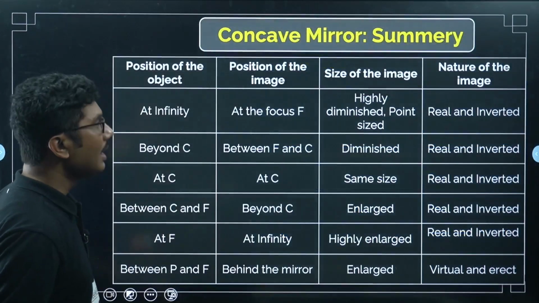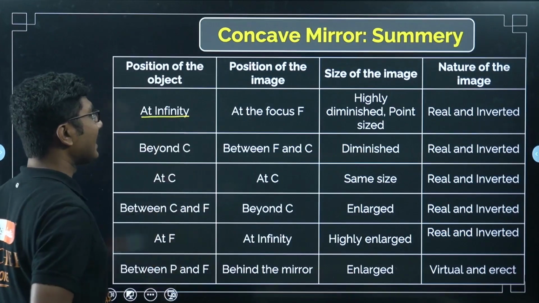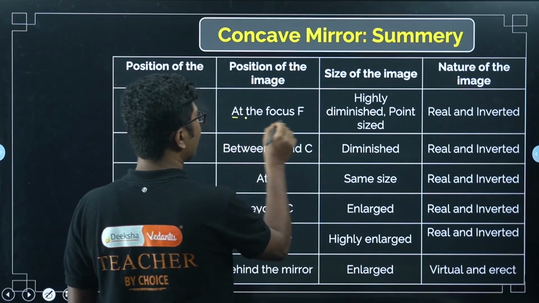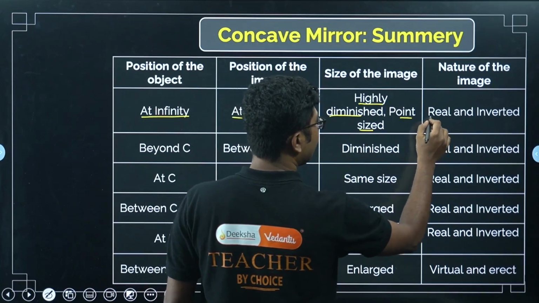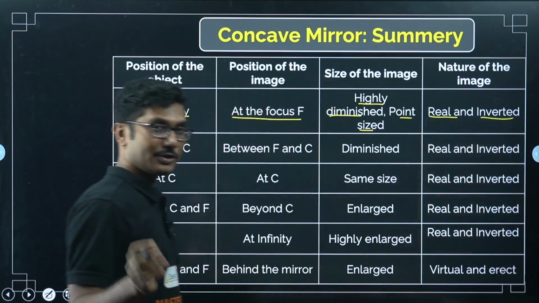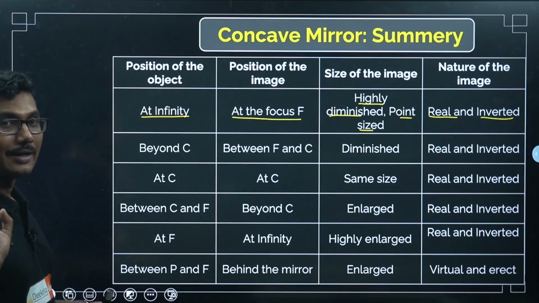This is the table for concave mirror. For object at infinity, the image will be at the focus. It is highly diminished, point sized. Again, it will be real and inverted. Now you might be asking, sir, how do you know it is inverted? You can enlarge it and you can see it.